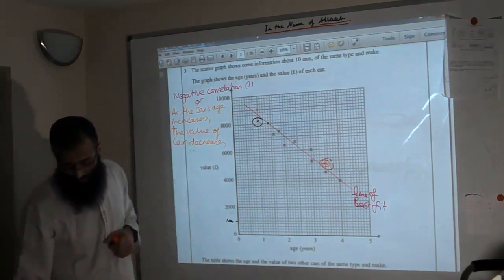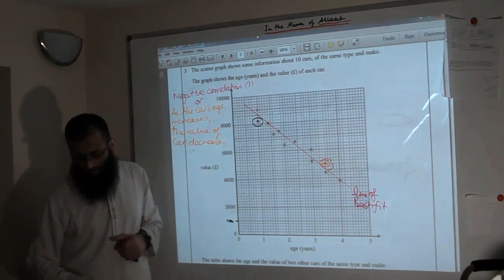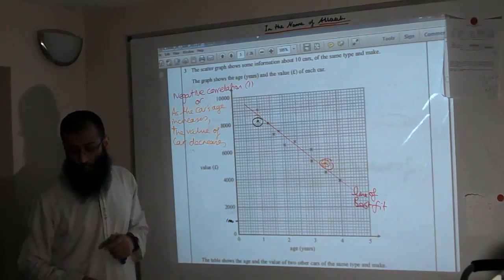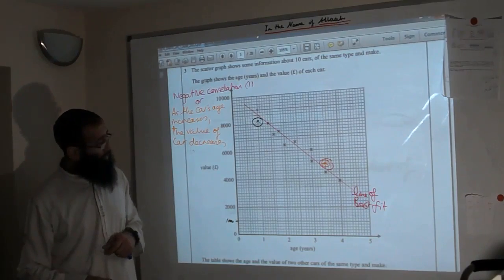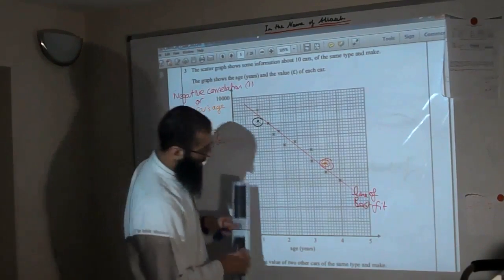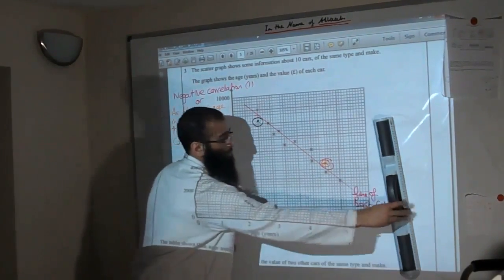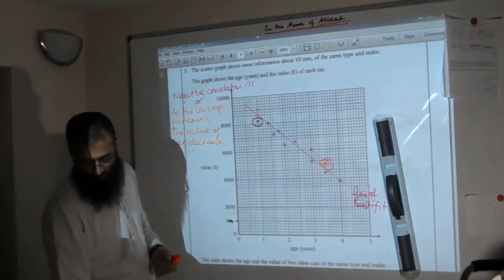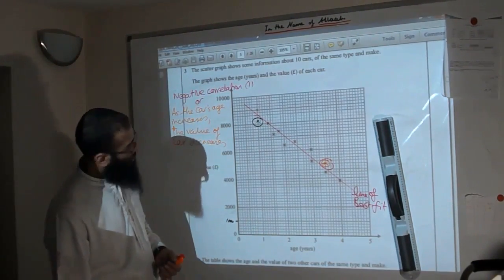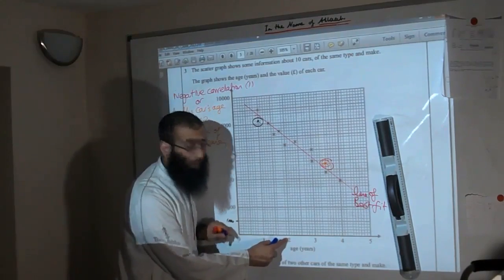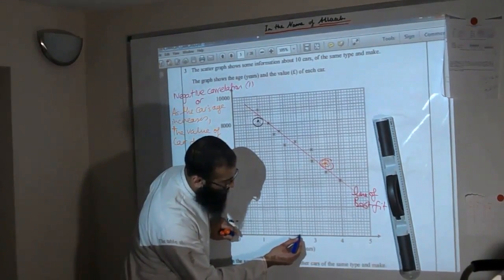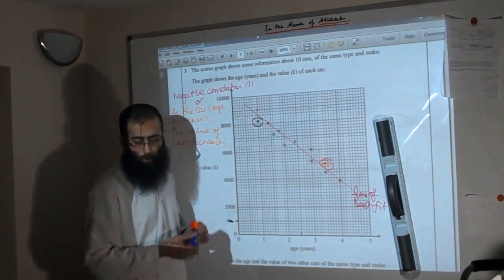Now, the next part of the question says, a car of the same type and make is 2.5 years old. Estimate the value of the car. So 2.5 years old, so let's find 2.5. Here we've got 2, 2.5. 1, 2, 3, 4, 5, 2.5 is there. So we need to go up.